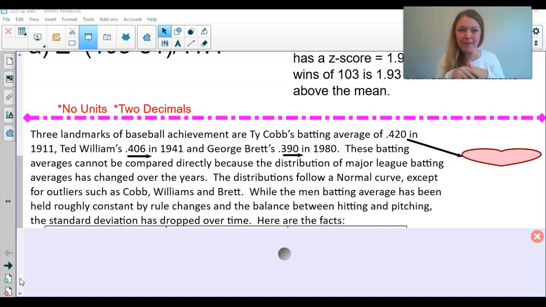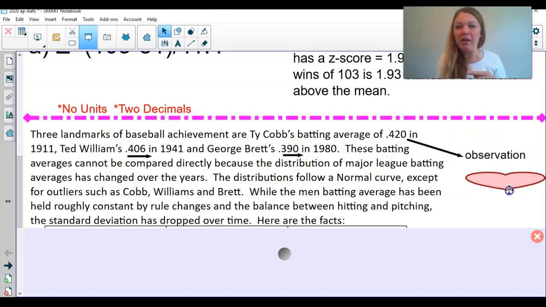So here's another baseball example for us. Three landmarks of baseball achievement are Ty Cobb's batting average of .42 in 1911, Ted Williams of .406 in 1941, and George Brett's of .390 in 1980. Now, why did I have an arrow here, an underlined arrow here?